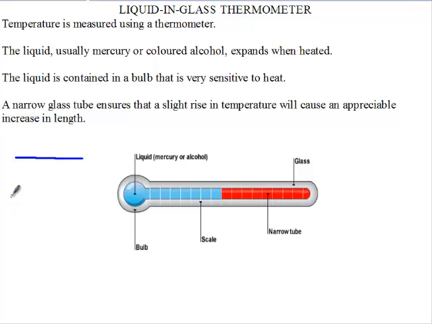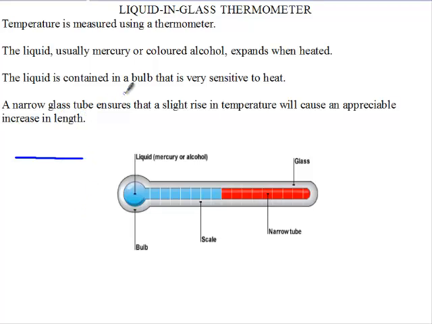Let's say if you increase the heat by 1 degree Celsius, it will not cause it to expand by 2 centimeters or 2 millimeters. If you increase the heat by 2 degrees Celsius, it will not cause the expansion or the length to rise by 3 millimeters. It expands accordingly. So they show linear expansion. That is why we select mercury or alcohol.